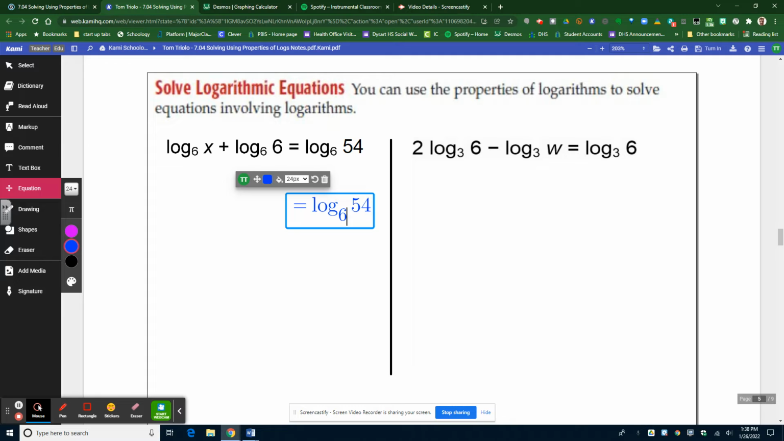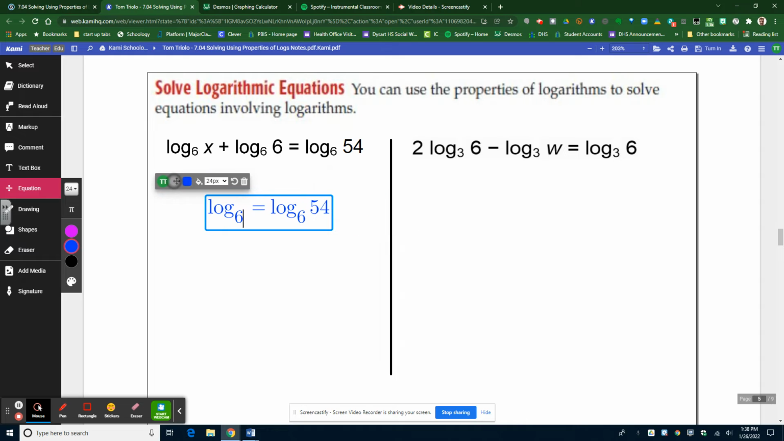Okay. Left hand side, I'm going to use my product property to make it a single logarithm. Log base 6. So what am I doing with my x and my 6? 6 plus x? 6 divided by x? 6 times x, or x times 6. We usually write the coefficient on the left, so we're going to write 6x. Okay? We talked about this yesterday.